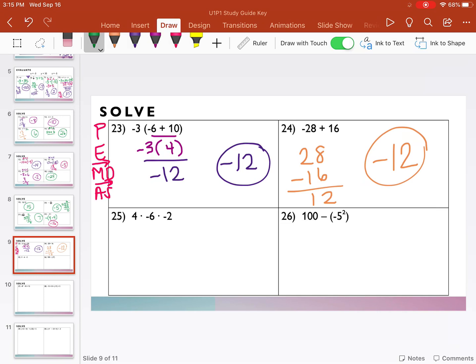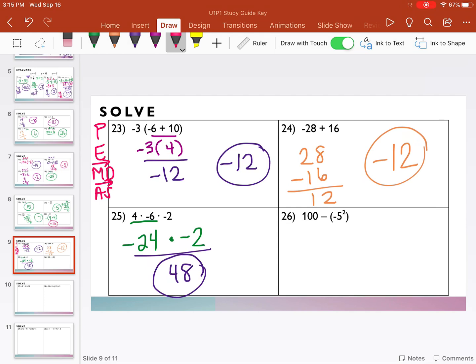Next, those dots, remember, are multiplication, so I'm going to work my way across the problem. So 4 times negative 6. 4 times 6 is 24. Negative times positive is negative. Bring everything else down. 24 times 2 is 48. Negative times negative is positive. Positive 48 is my answer.